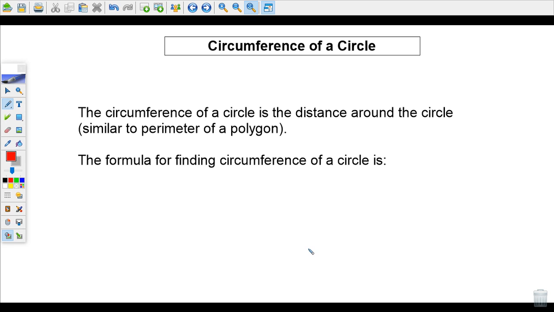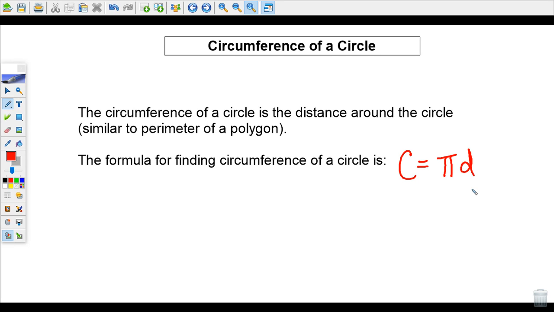Circumference is the distance around the circle, similar to the perimeter of a polygon. The formula for finding circumference of a circle is C for circumference equals pi times d for diameter.